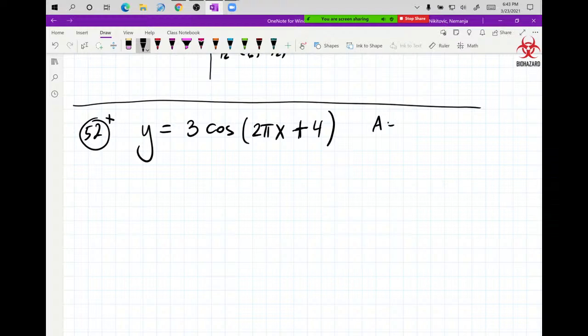So your amplitude is 3. Your b, which is related to the period, is 2 pi. C is negative 4, and d is 0. Now again, we're not using d in this case because d is 0. That's just the middle line at 0. And again, the original problem had the pi over here, which I deleted because I can guarantee that that's a typo in writing the problem down.